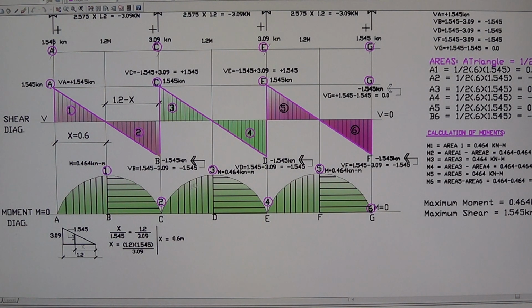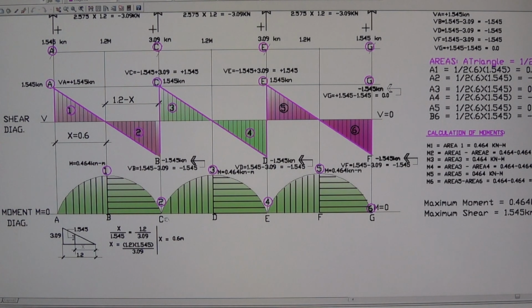Okay, now solving for moment number three. Moment number three is the area three from the shear. The area of the shear is positive 0.464. So moment 3 right here is equal to positive 0.464, and then locate that again from the vertical line. You have to proportion it when you locate the point. See, this is 0.464 and this is 0.464, so they have the same height. Alright, so locate it right there.